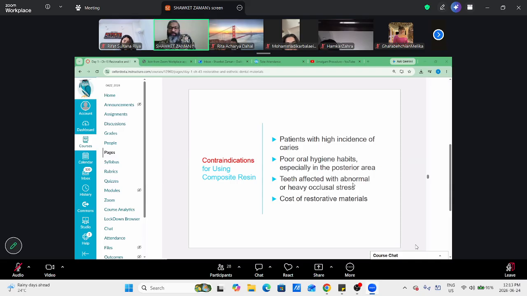Also, teeth with heavy occlusal surfaces, as well as the cost of the restorative materials being very high. If someone is not able to cover the expense of the materials, they may be contraindicated for these dental filling materials.